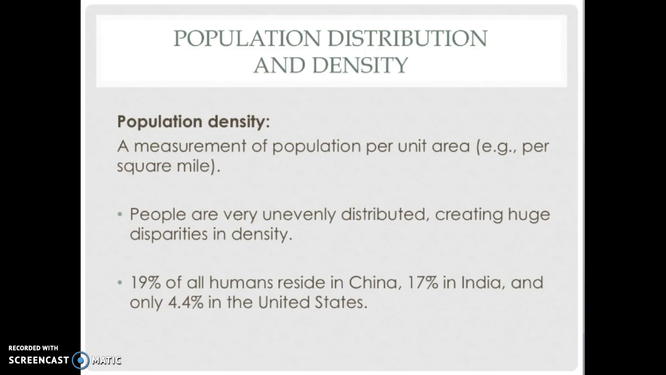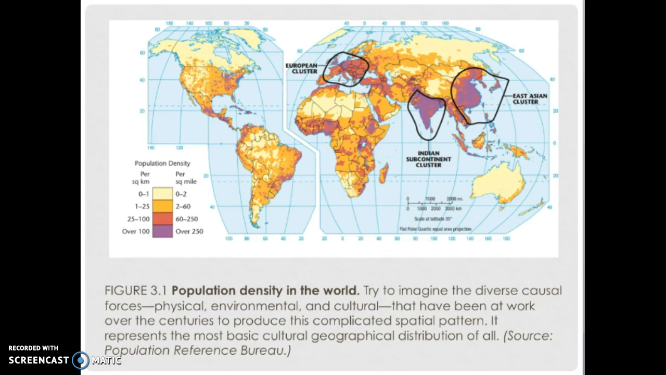And also it's interesting to note that almost 20% of humans reside in China, over 1.4 billion people now. About 17% of humans in India and only 4.4% in the US, even though we're responsible for much larger percent of resource use and carbon dioxide emissions, greenhouse gases. So here's a map of the population density in the world.